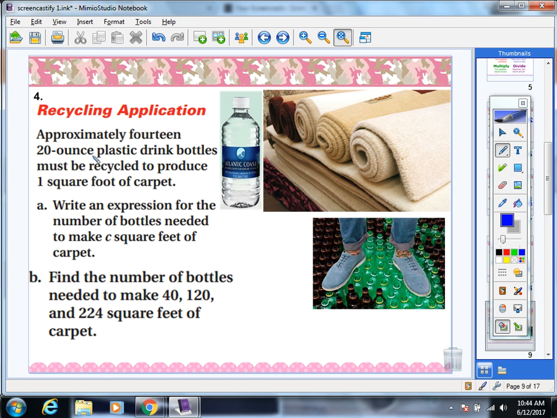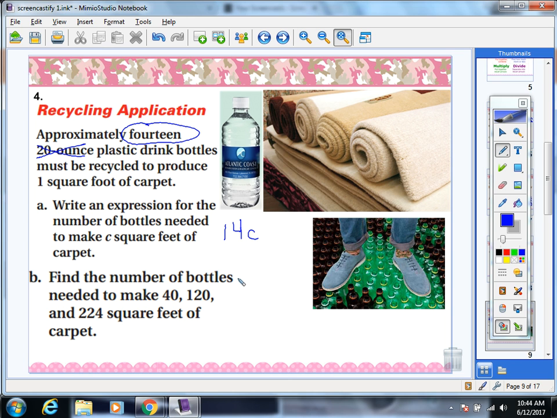So approximately 14 20-ounce plastic drink bottles must be recycled to produce 1 square foot of carpet. I don't care that they're 20-ounce drink bottles. I care that it takes 14 bottles to make 1 square foot. So for 14 bottles to make 1 square foot, I would have to multiply the amount of carpet that I want to find times 14 bottles to determine how many bottles I need.